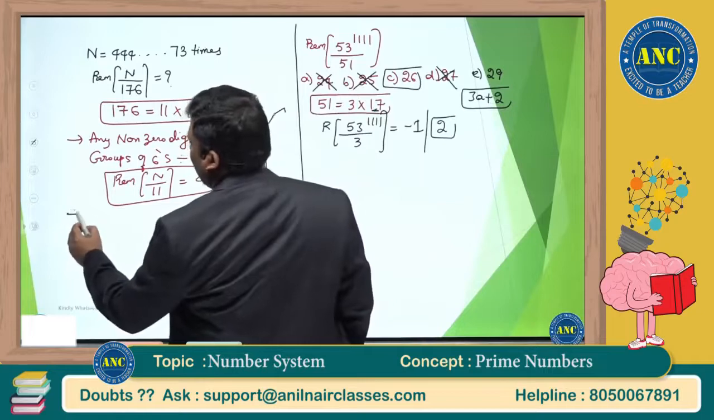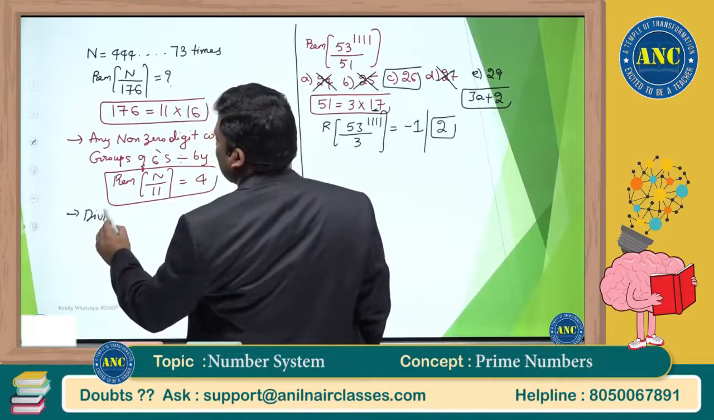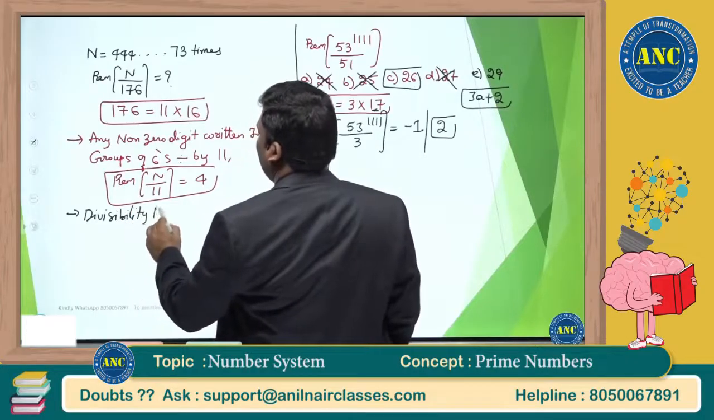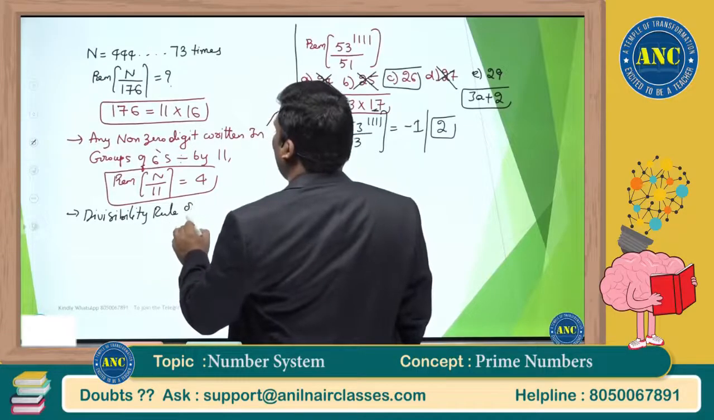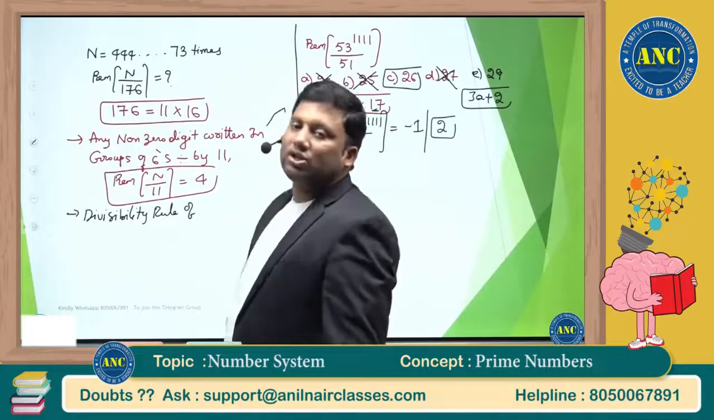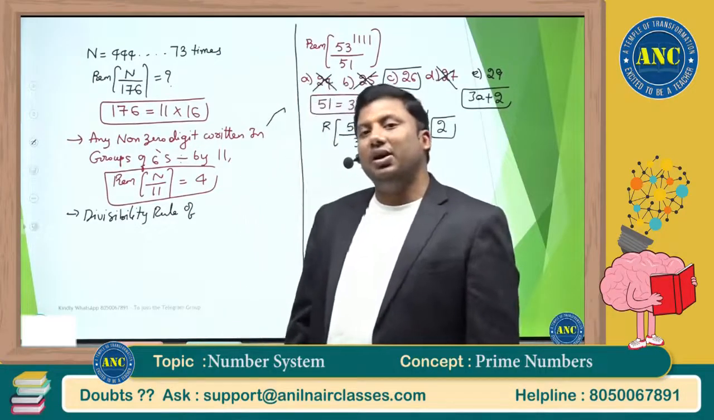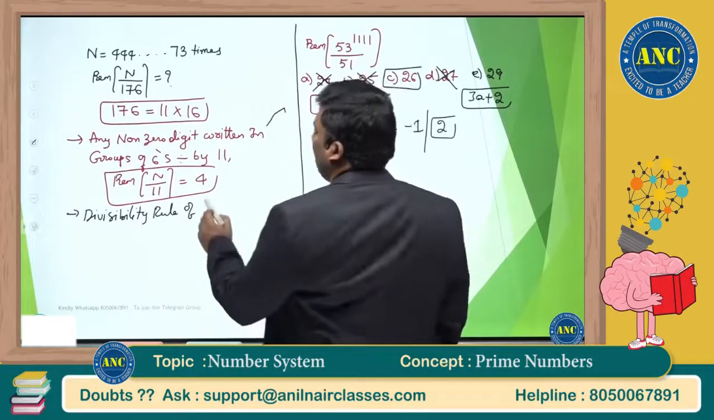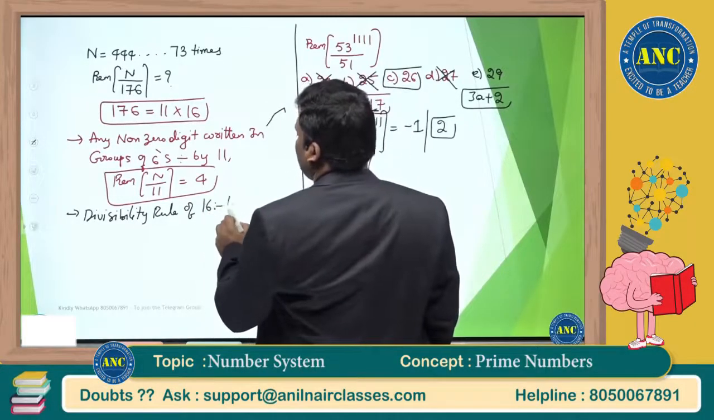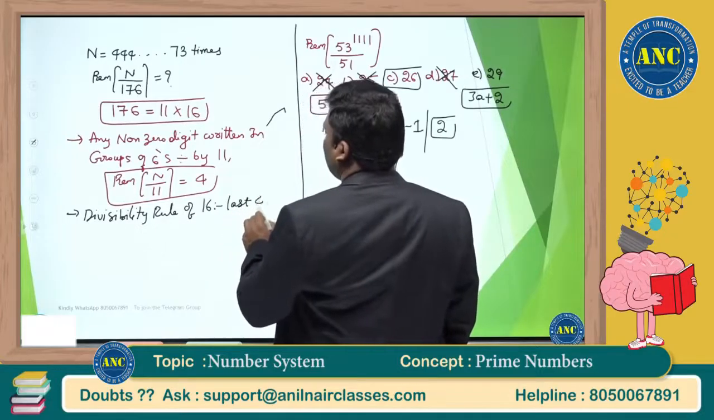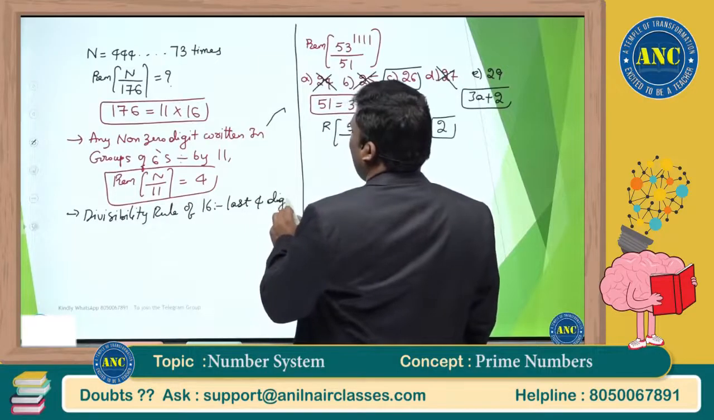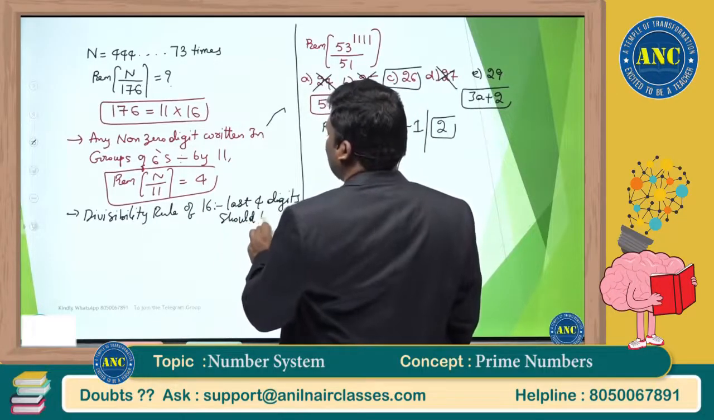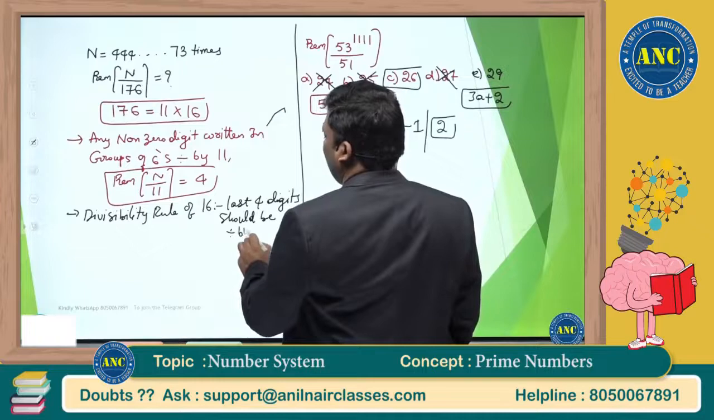Suppose 16. What is the divisibility rule of 16? Divisibility rule of 2 is the unit digit should be divisible by 2. Divisibility rule of 4 is the last 2 digits should be divisible by 4. Divisibility rule of 8 is the last 3 digits should be divisible by 8. Divisibility rule of 16 is the last 4 digits should be divisible by 16.